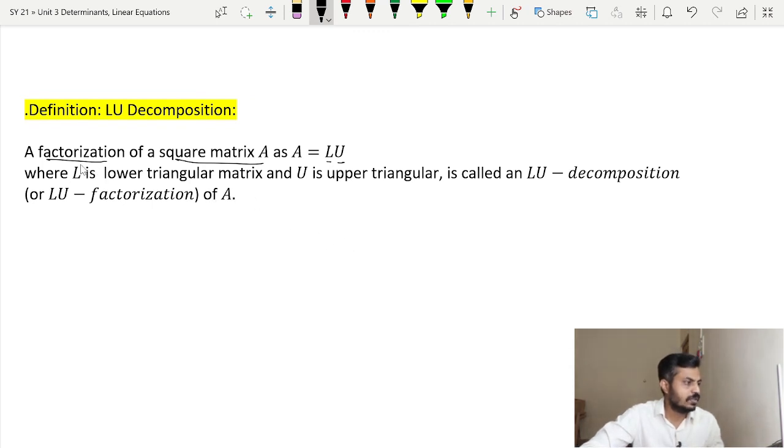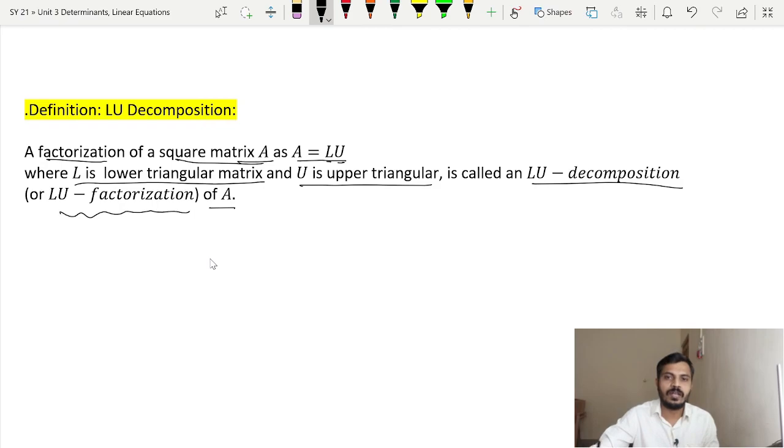So a factorization of a square matrix A as A is equal to LU, where L is a lower triangular matrix and U is upper triangular, is called the LU decomposition of a matrix A, or sometimes it is also called LU factorization.